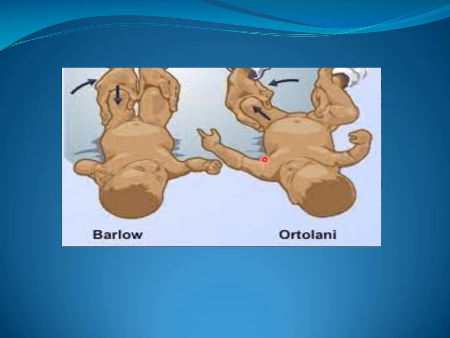In the Ortolani examination, we try to reduce the dislocated hip by doing an abduction and pulling the knee joint anteriorly, where we can hear a click denoting the repositioning of the head into the acetabulum. Also, this can be seen by ultrasound.